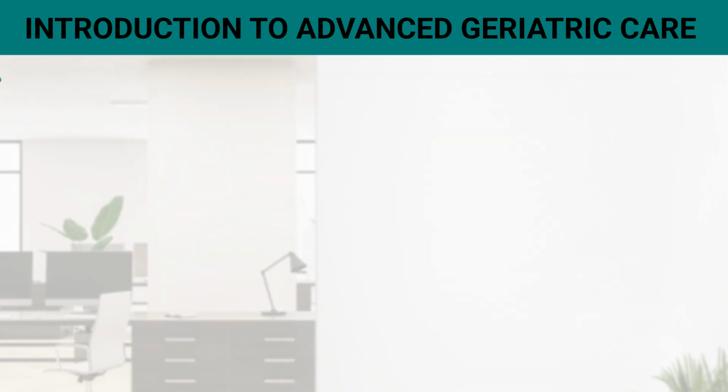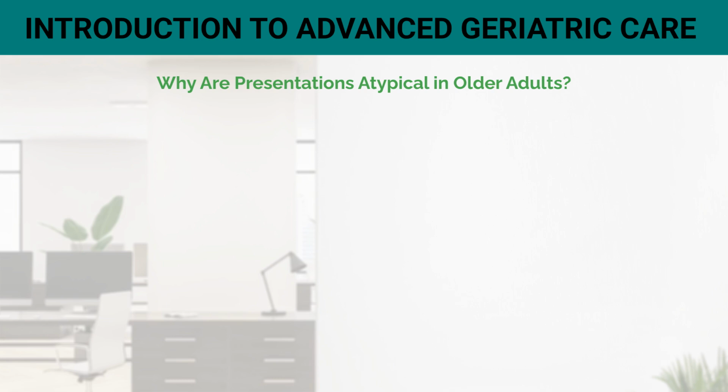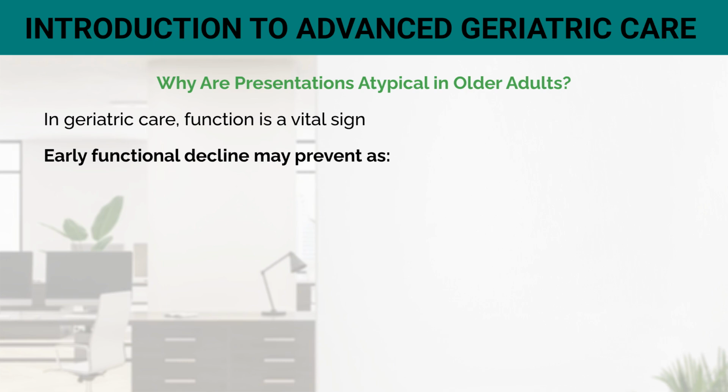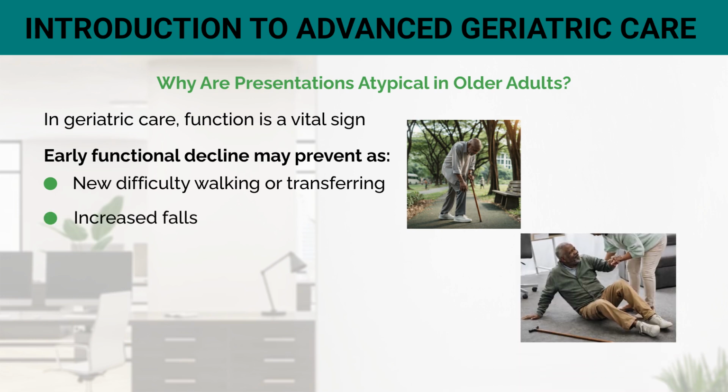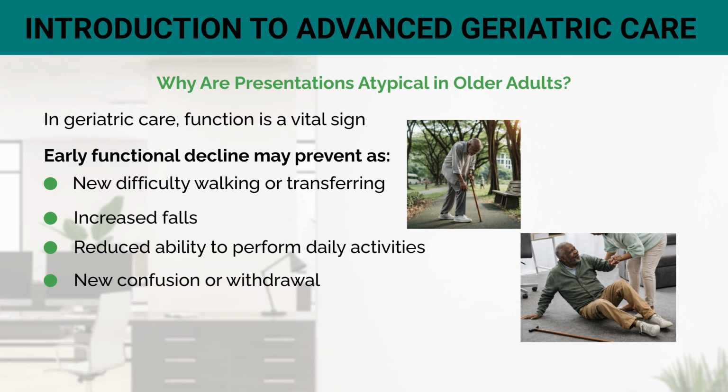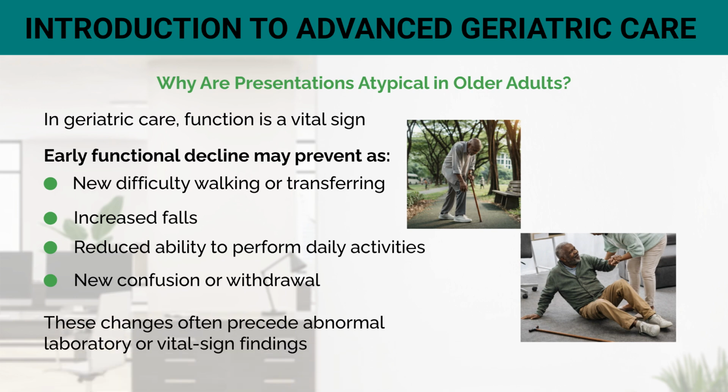We'll continue by looking at why presentations are atypical in older adults. In geriatric care, function is a vital sign. Early functional decline may present as new difficulty walking or transferring, increased falls, reduced ability to perform daily activities, new confusion or withdrawal. These changes often precede abnormal laboratory or vital sign findings and should trigger urgent clinical assessment.